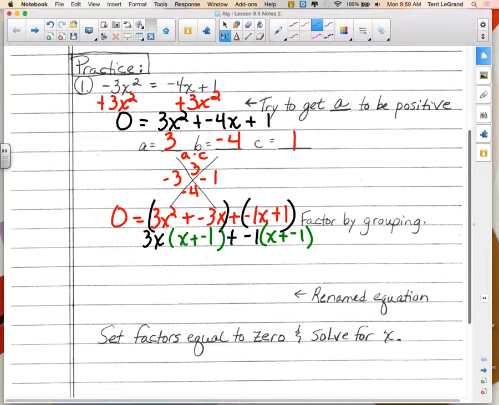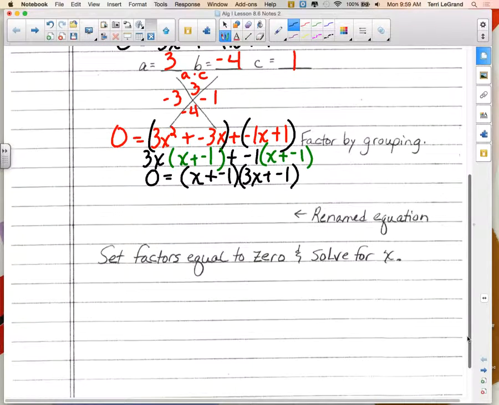What's the matching one? X plus? X plus negative 1. So 0 equals x plus negative 1, also known as x minus 1, of course. And then that is going to be multiplied times what? 3x plus negative 1 or 3x minus 1. Okay?